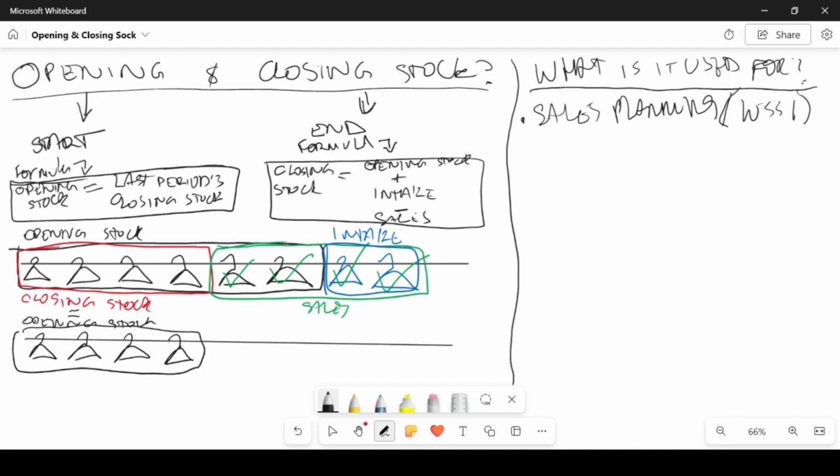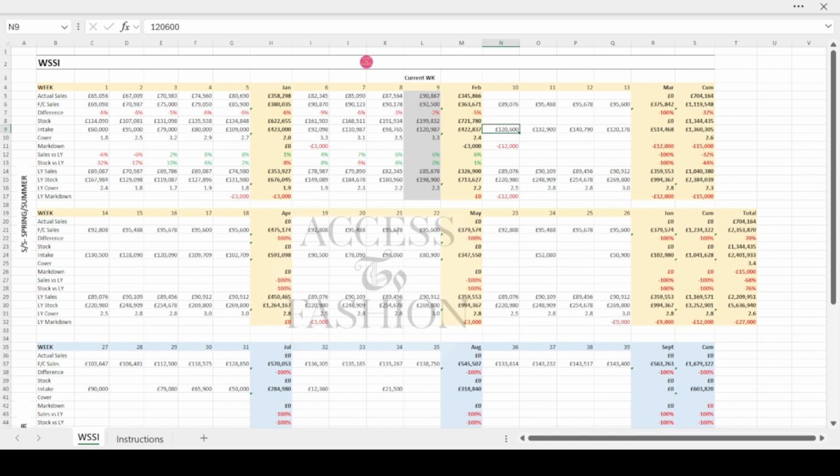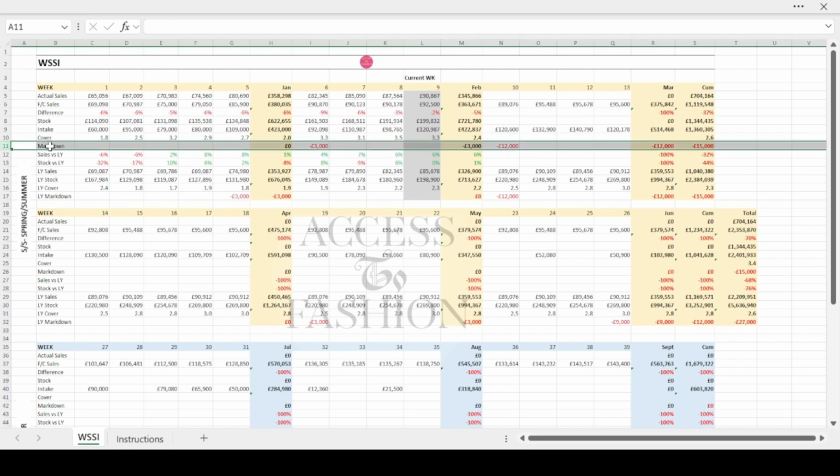Okay. Next, we have what else it's used for. We use it for markdown decisions. And this is also done in the Wizzy. Okay, so if we were to flick back to the Wizzy, if we're looking at the Wizzy regarding markdown decisions, we have our markdown in this row here.